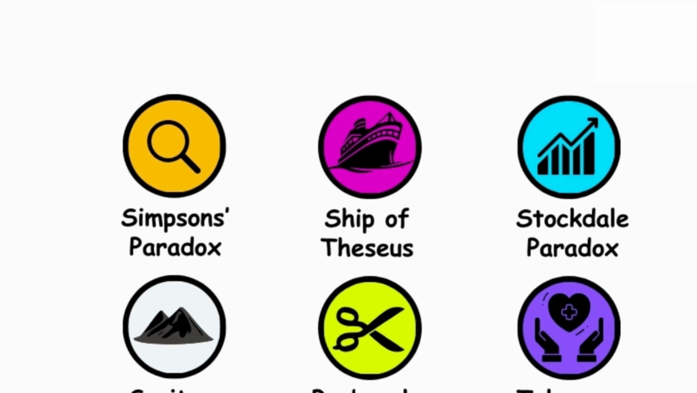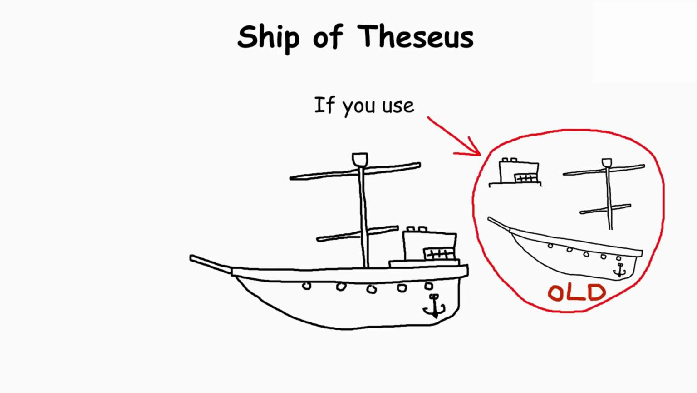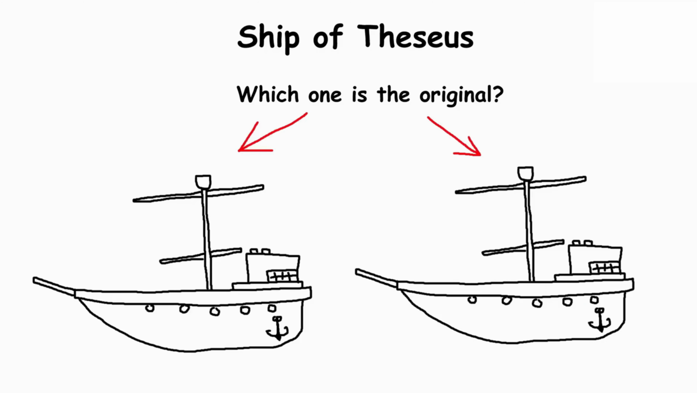Ship of Theseus. You have a ship and you replace all its parts. Is it still the same ship? If you use the old parts to build another ship, which one is the original?